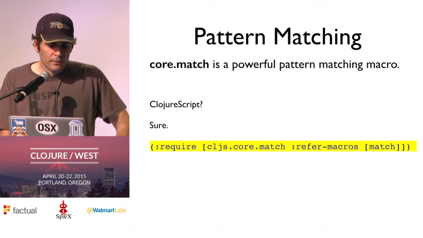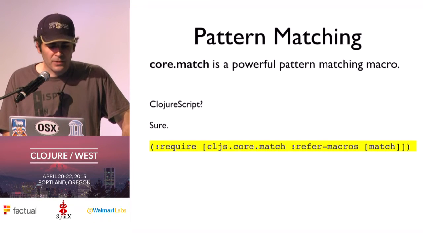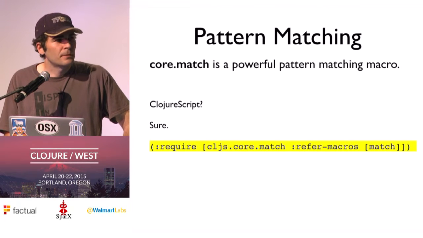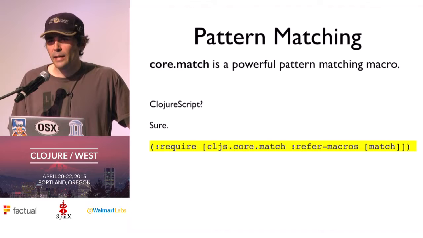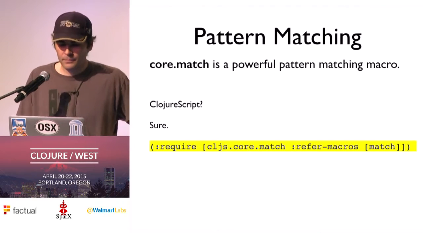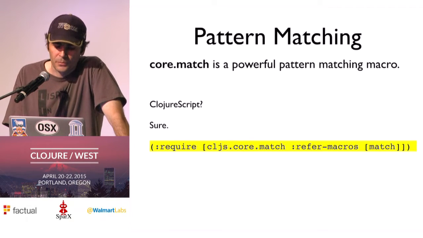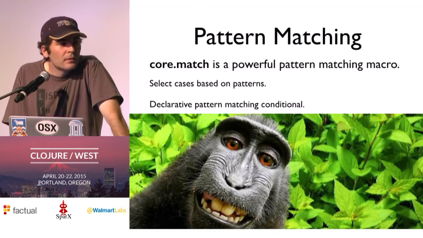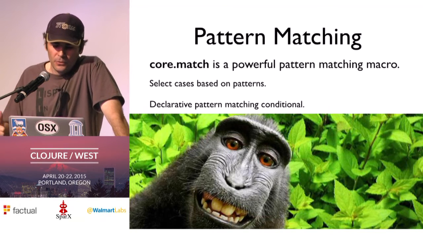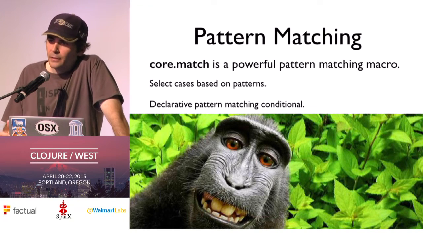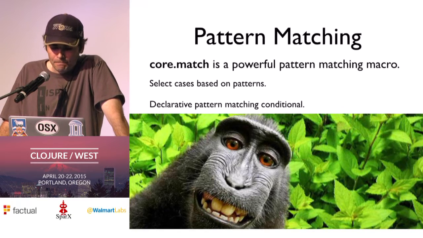So with this core.match macro, do we get ClojureScript support? And the answer is yes, we do. We can pull it in, with slightly different syntax to pull in a macro, but core.match works within ClojureScript, which is great. So we have everything we want and need, I think, out of core.match. We can select cases based on patterns. We can do declarative pattern matching, replacing conditionals in some cases.